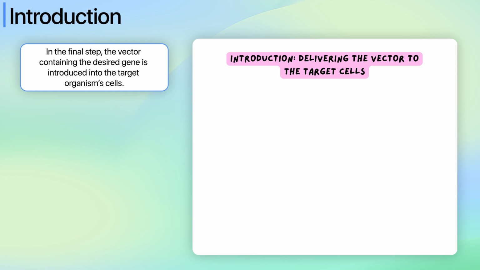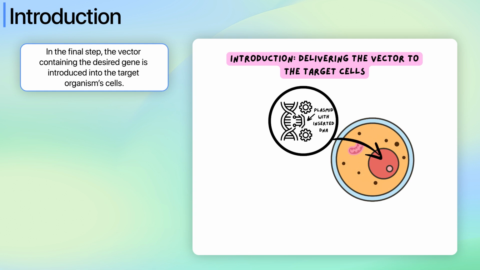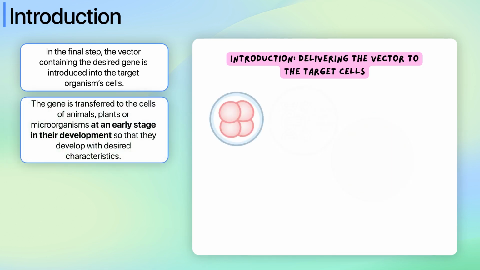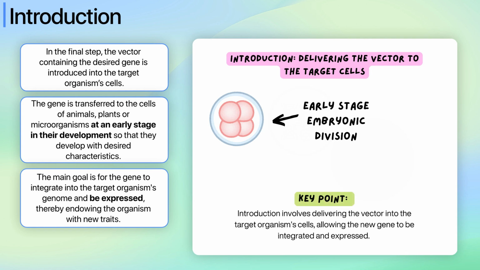In the final step, the vector containing the desired gene is introduced into the target organism's cells. This process varies depending on the type of organism into which the gene is being inserted. The gene is transferred to the cells of animals, plants, or microorganisms at an early stage in their development so that they develop with desired characteristics. The main goal is for the gene to integrate into the target organism's genome and be expressed, thereby endowing the organism with new traits. The key takeaway from this is that introduction involves delivering the vector into the target organism's cells, allowing the new gene to be integrated and expressed.